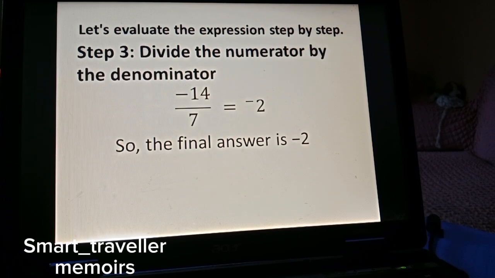Divide the numerator by the denominator, which is going to be negative 14 divided by 7, and you get negative 2, because the two numbers are different. When you divide numbers with different signs, the answer is negative. 14 divided by 7 is 2, so the final answer is negative 2.